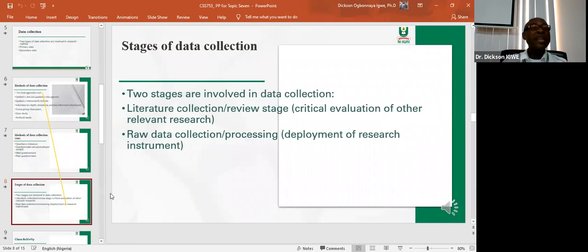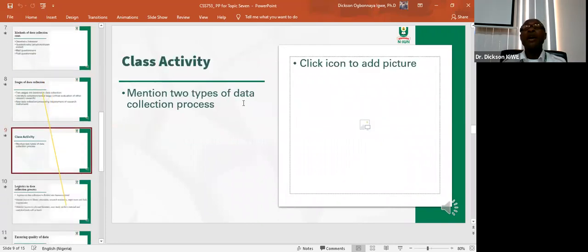So we go to the next stage, which is testing your assimilation capacity. We have so far discussed a lot, and I want to test to know who is following this class and who is just watching me as television. So I need an answer to this question. Mention 2 types of data collection process. Please raise up your hands and then make an attempt.